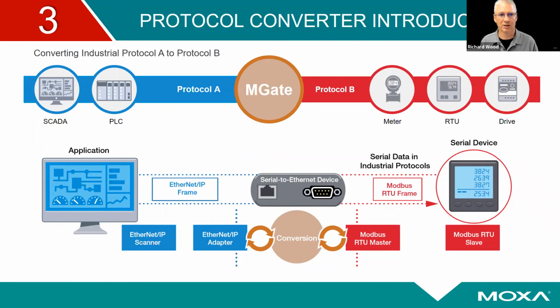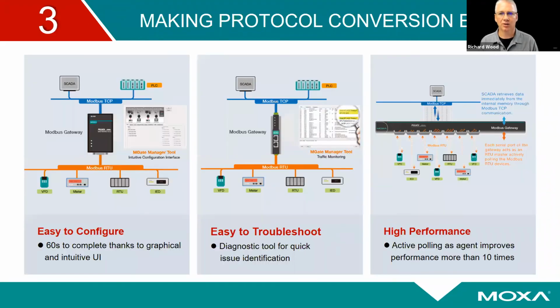So in this example here, I've got an Ethernet IP frame coming in, and I want to convert that to Modbus RTU to connect to a power meter. This is a very common application, but it gives you a sense for what the differences are. And as we engage with our customers, we've built in some things that try to make this protocol conversion an easier experience for them.